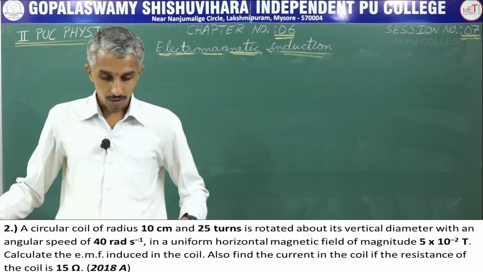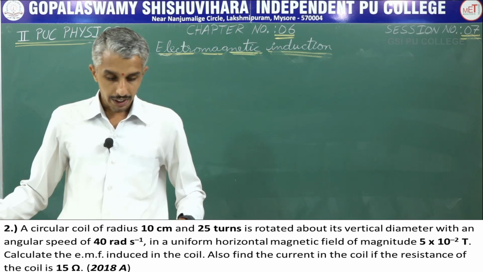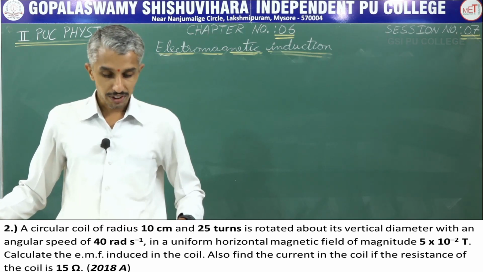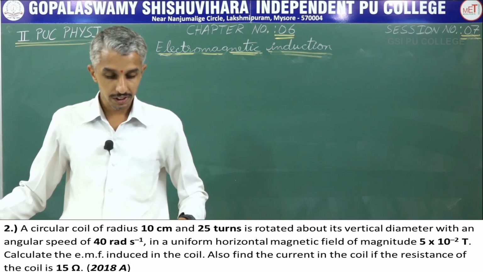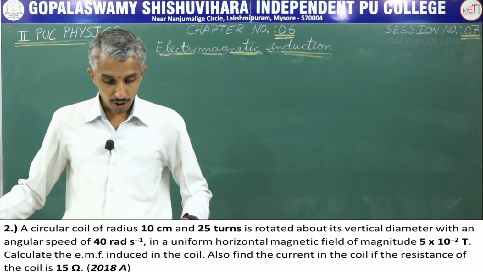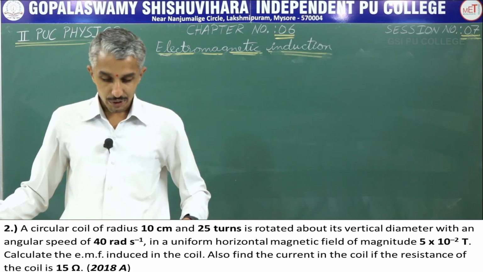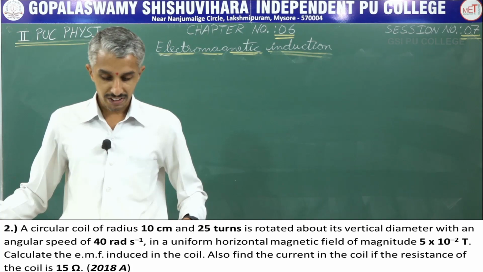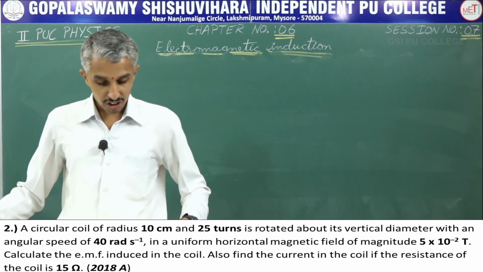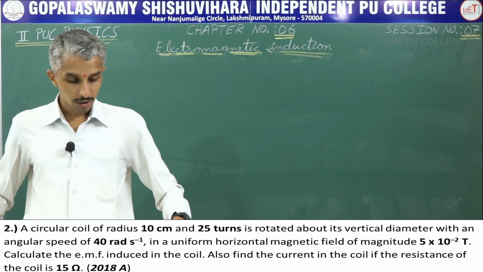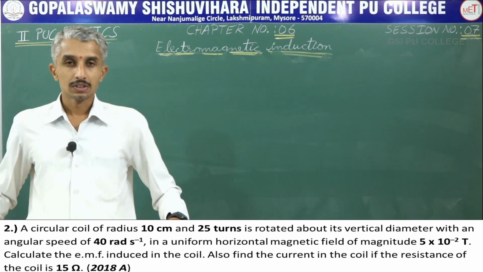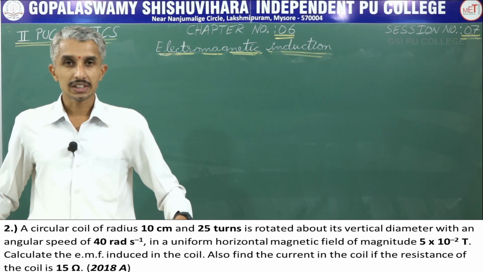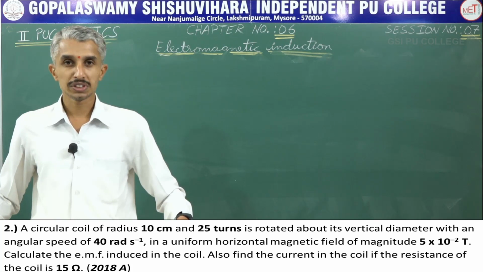A circular coil of radius 10 centimeter and 25 turns is rotated about its vertical diameter with an angular speed of 40 radian per second in a uniform horizontal magnetic field of magnitude 5 into 10 to the power of minus 2 Tesla. Calculate the EMF induced in the coil. Also find the current in the coil if the resistance of the coil is 15 ohm. This is a numerical related to the AC generator. We have derived an expression for EMF induced in an AC generator. We will be making use of the same expression.